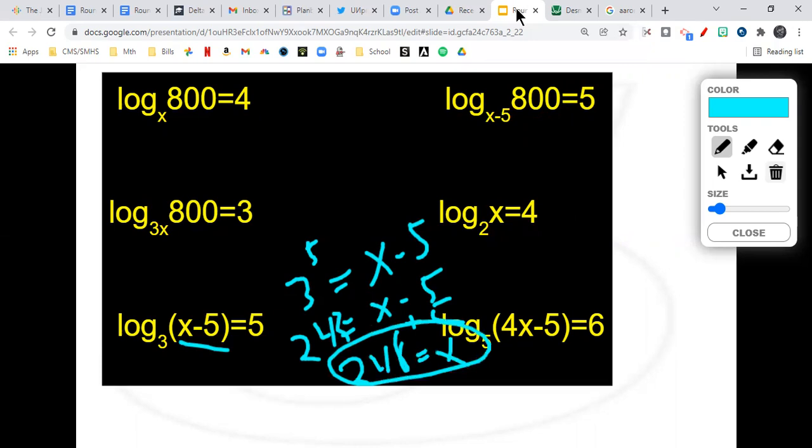All right. So we've seen x as the base, x as the argument, and then where x is an exponent. All right. So we've learned how to solve exponential problems using logs and log problems by putting them in exponential form. Okay, so that is all of that.